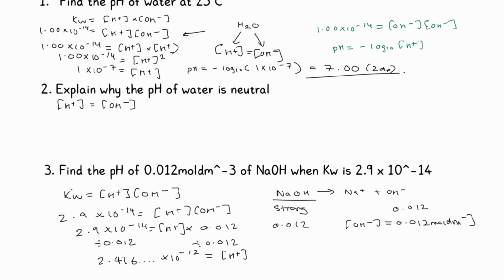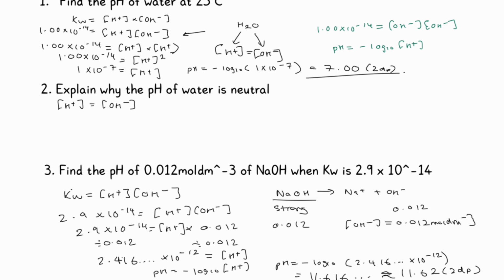And finally, what we can do now is put this straight into the pH equation, because we now know our hydrogen ion concentration, and that is pH equals minus log 10 of 2.416... I'm putting the exact value that I have on my calculator into the minus log 10 by using the saving function on my calculator. And that's going to give me 11.616, and to 2 decimal places, that's going to be 11.62 to 2 dp. Perfect. And that would be my final answer.